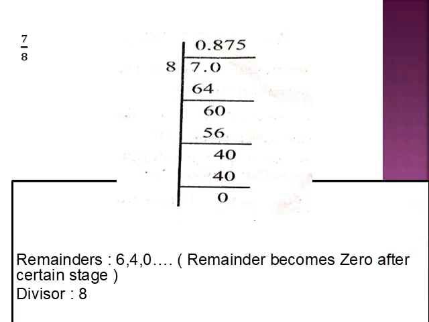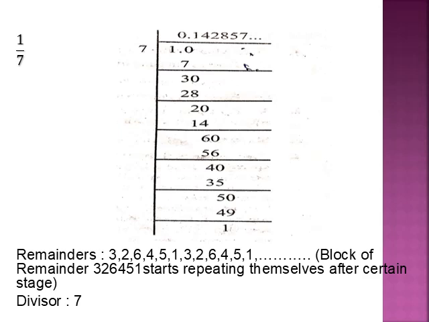Let's see one more example. Here 1 by 7 means 1 you have to divide by 7, so the answer is 0.142857. Again the process starts repeating. If you see, the last remainder is 1, and again after that 3, 2, 6, 4, 5 starts repeating. So the block of the remainders 3, 2, 6, 4, 5, 1, again 3, 2, 6, 4, 5, 1, starts repeating themselves after a certain stage.